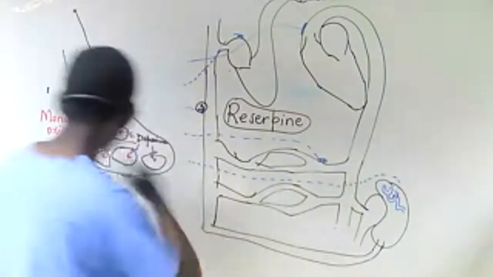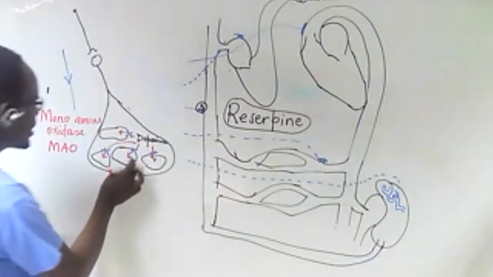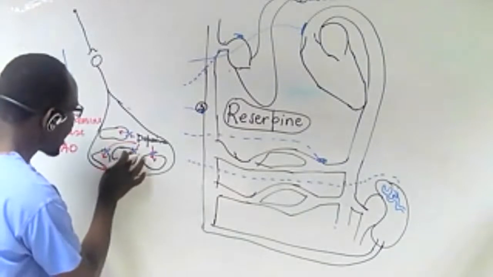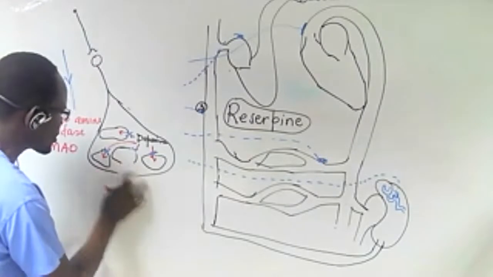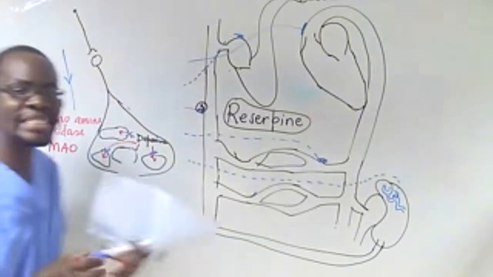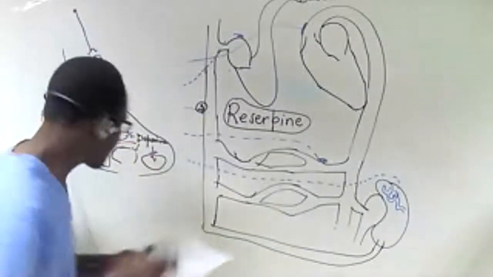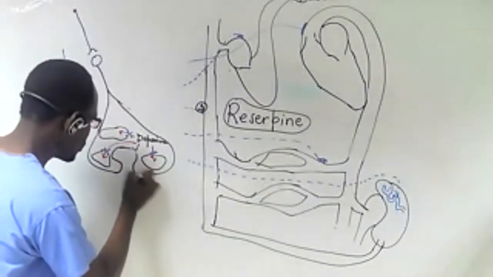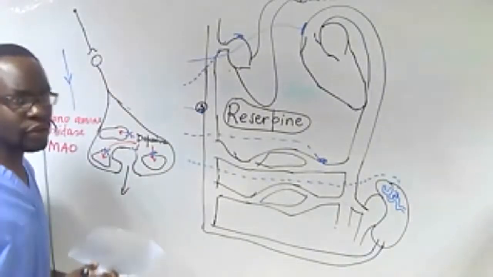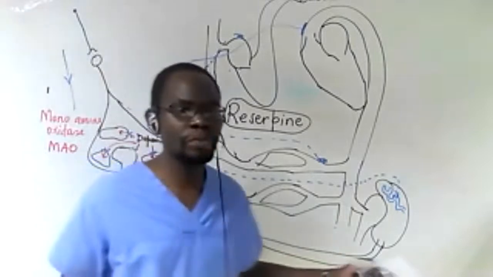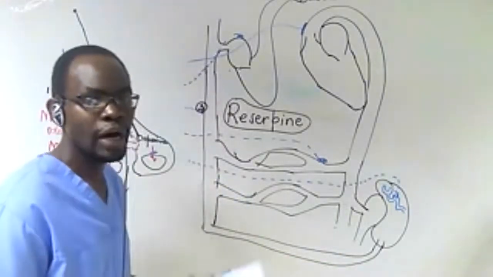So when an action potential happens, these vesicles are basically empty. When an action potential happens, these vesicles will release nothing. As a result, nothing will come out, and we shall not have any action. We shall not have any effect, because of no norepinephrine.